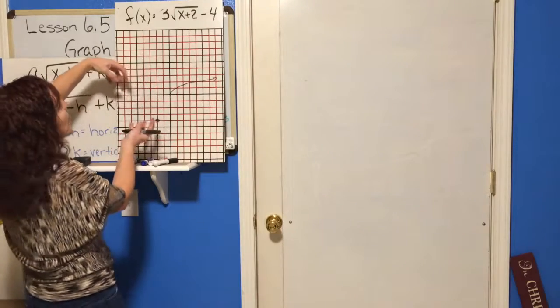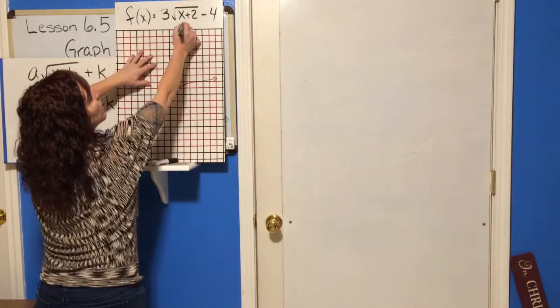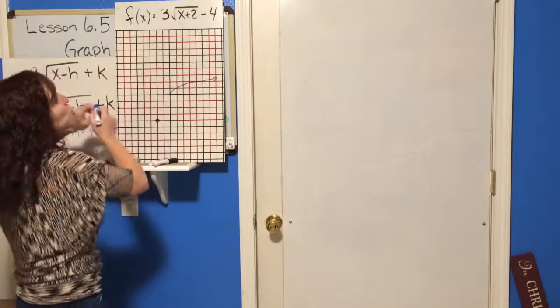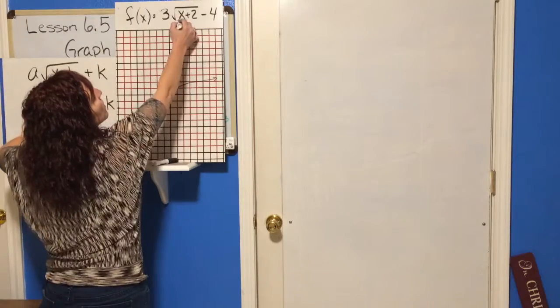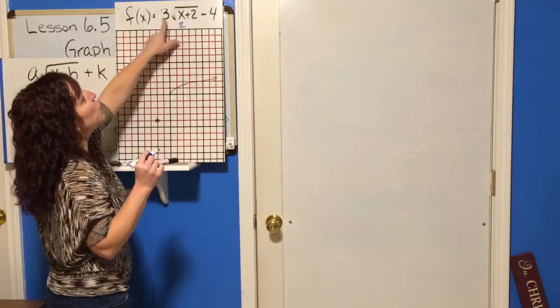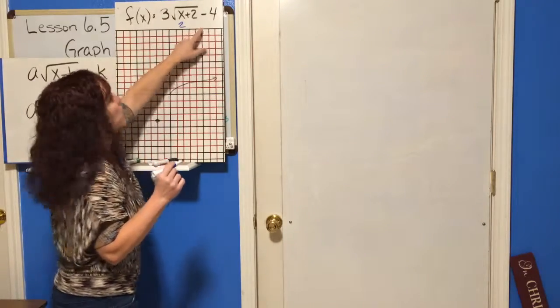And so what I've done is I put in x is 2. Oh, and you can't see with that marker. Here we go. If x is 2, then 2 plus 2 is 4. Square root of 4 is 2. 2 times 3 is 6. And then 6 minus 4 is also 2.